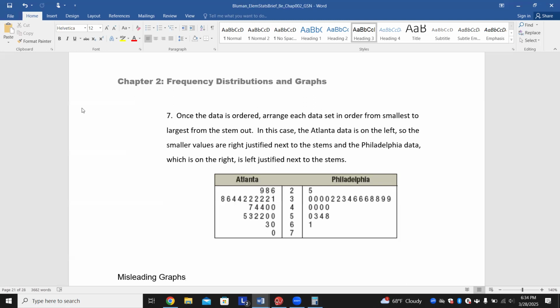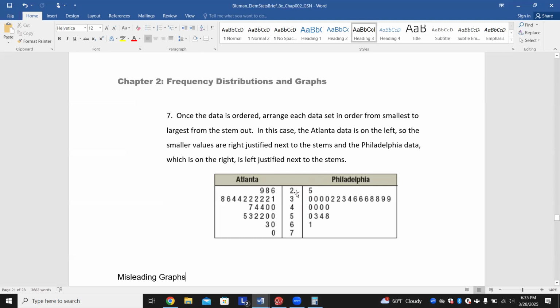In this case, the Atlanta data will be on the left side. So the smaller values are right justified next to the stems, and the Philadelphia data, which is on the right, is left justified next to the stems. Meaning, when you're reading the Atlanta data, you're going to read it from the right to the left. So this would be 26, 28, 29. This is 31, 32, 32.